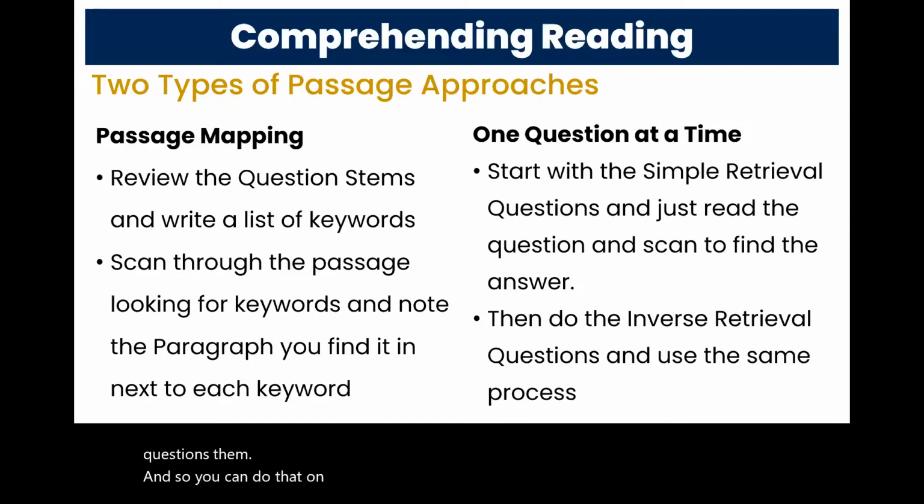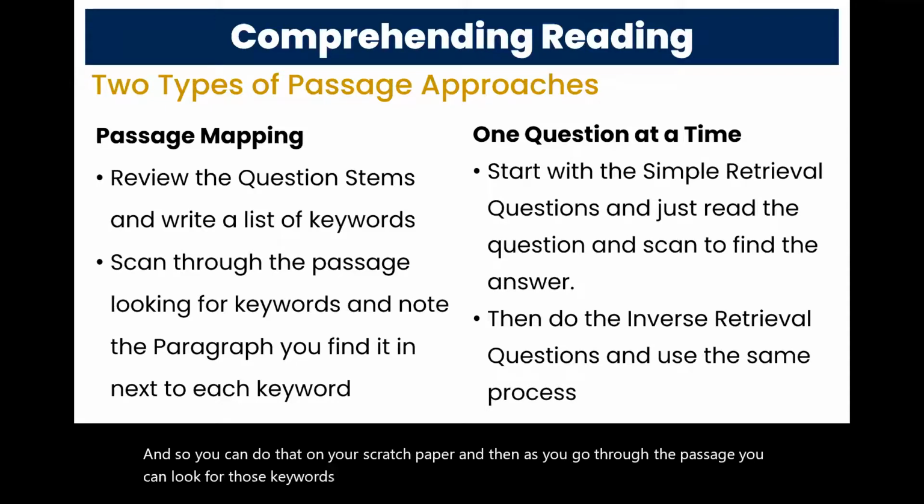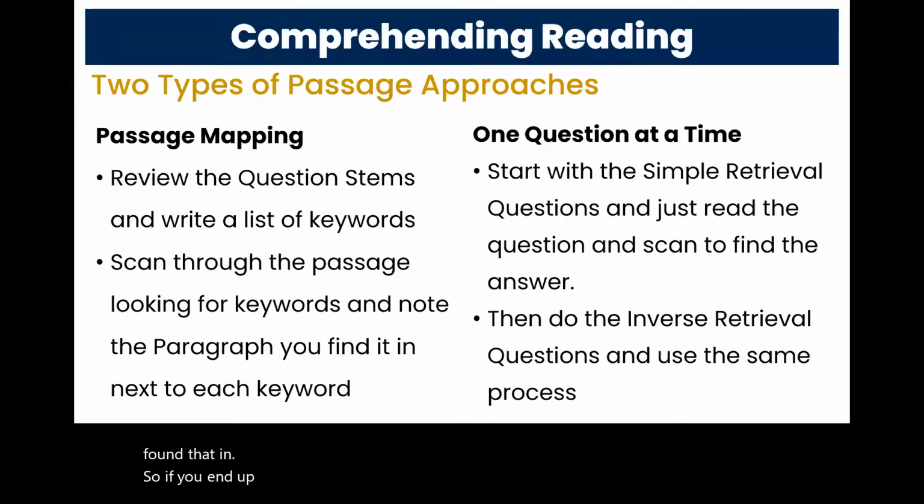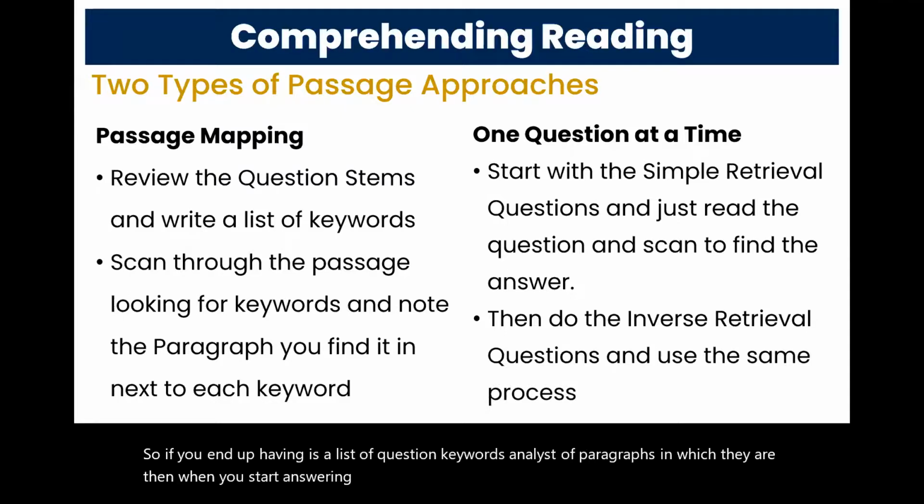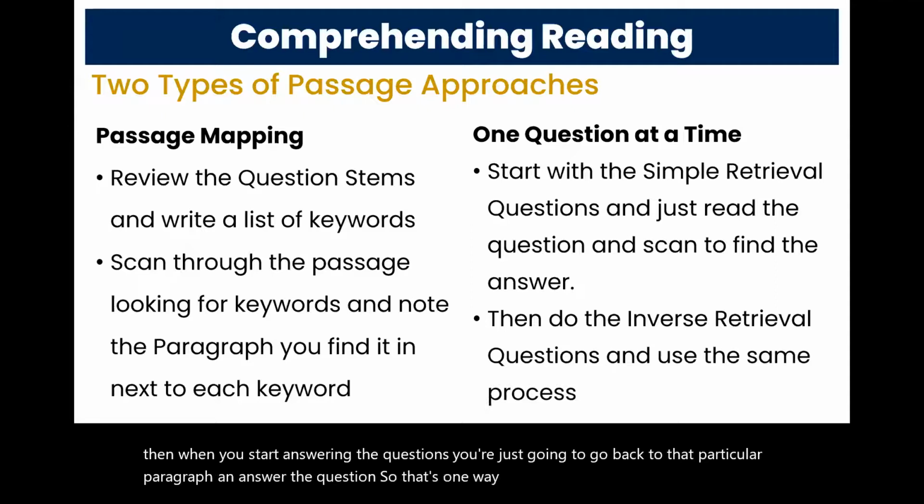And then as you go through the passage, you can look for those keywords and then right next to each of those keywords, write what paragraph you found that in. So what you'll end up having is a list of question keywords and a list of paragraphs in which they are. Then when you start answering the questions, you're just going to go back to that particular paragraph and answer the question. So that's one way to do it, and that's what we call passage mapping.